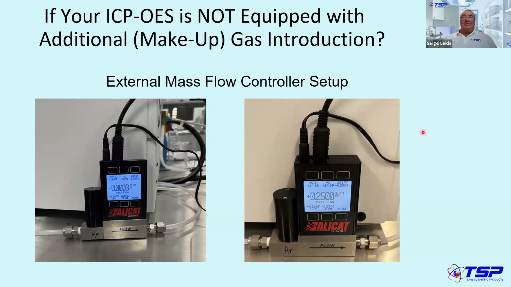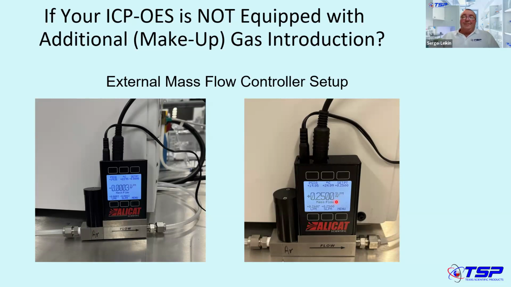Well, in this case, yeah, you can set up a mass flow controller to introduce this gas externally. So here is an example of how it might look. That's what we did for one of our customers. You can set it up on the side of the instrument and then plumb the argon in. Obviously the mass flow controller has to be connected to a source of argon. And on the right you see a picture showing how much of the additional gas is going into the system.